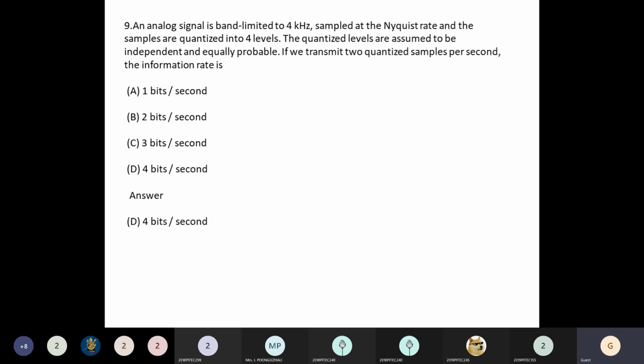An analog signal is band limited to 4 kilohertz, sampled at the Nyquist rate, and the samples are quantized into 4 levels. The quantized levels are assumed to be independent and equally probable. If we transmit two quantized samples per second, the information rate is 4 bits per second.